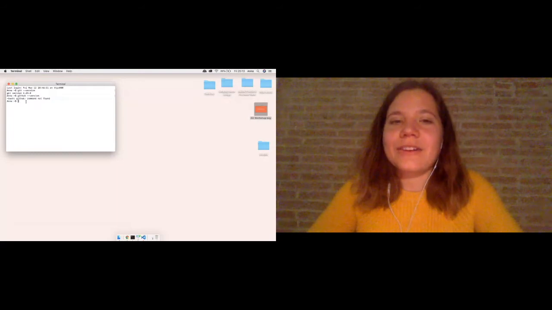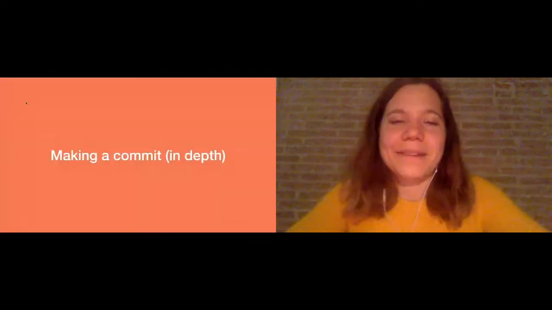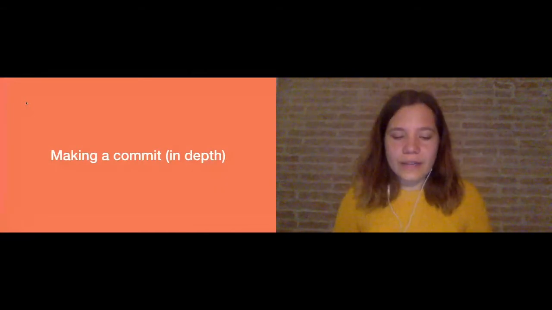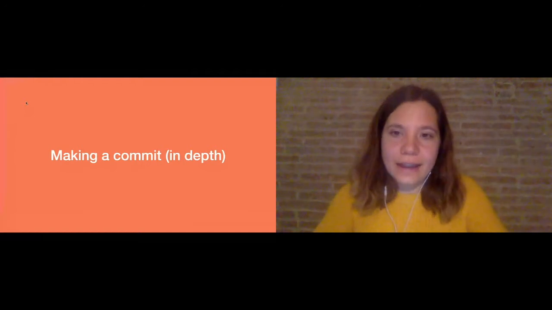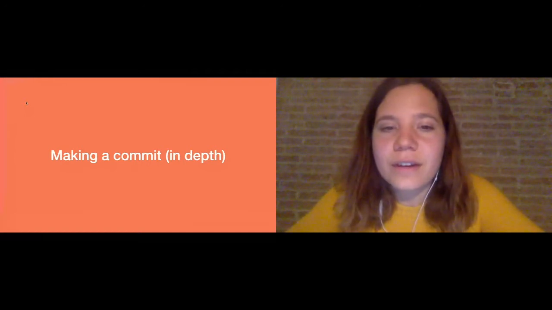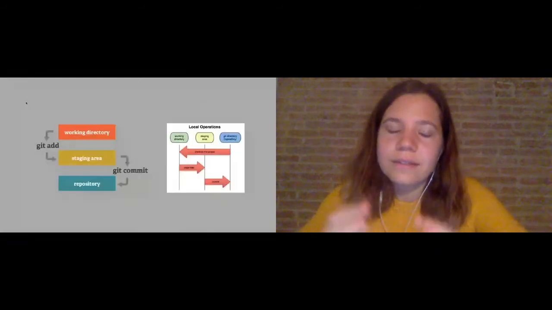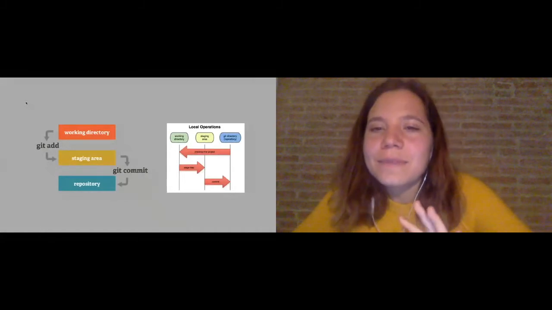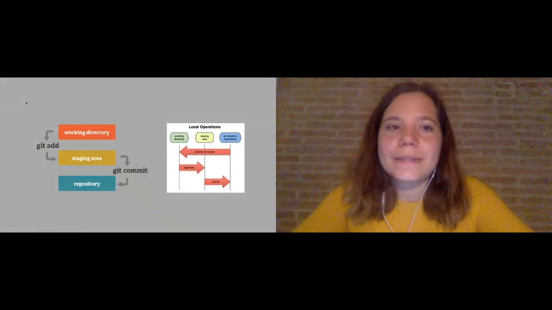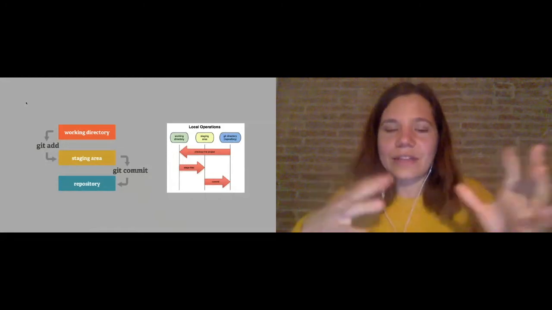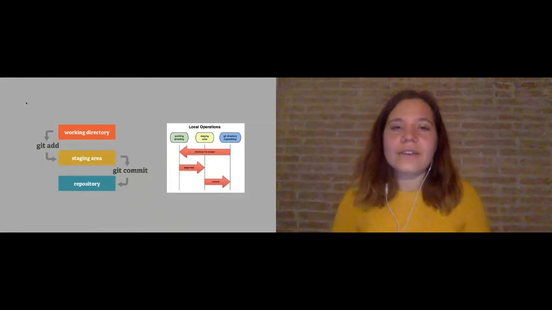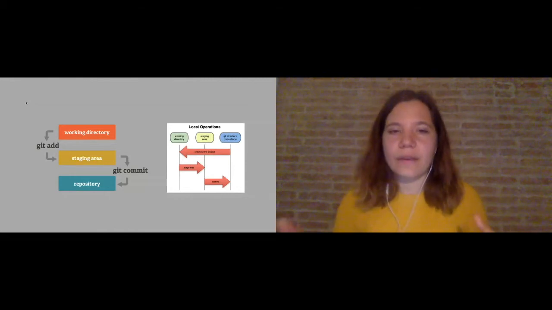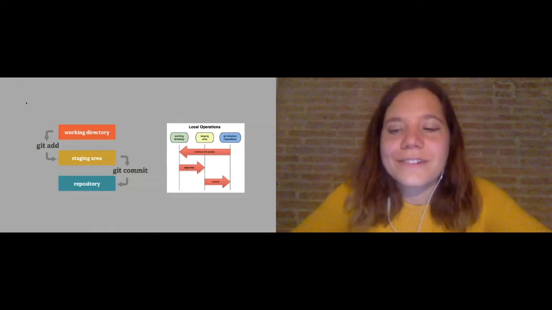So let's get started with the first meaty topic in my presentation, making a commit in depth. When we first start learning Git, we often come across these diagrams. And whereas these are a good starting point to start to understand some of the parts of Git, they can sometimes be a bit misleading in the way that they show the different parts of Git and how they connect. So in my workshop today, I'm going to be offering up a new mental model of how Git works. So let's start building that now.